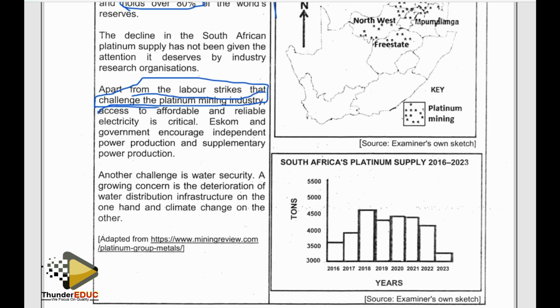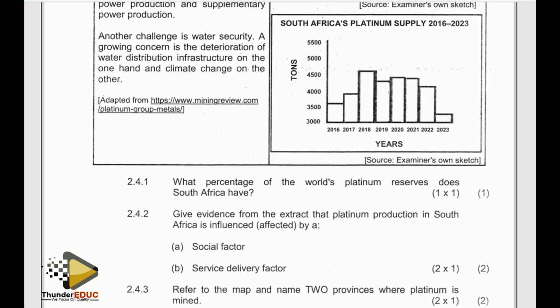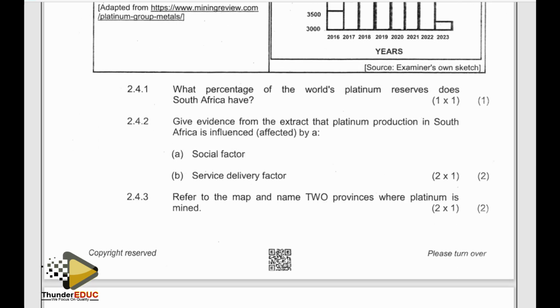Access to affordable and reliable electricity is also critical. The service delivery. So this one is social, this one is the service delivery. That is the evidence that we find from the extract. Right. Refer to the map and name 2 provinces where platinum is mined.